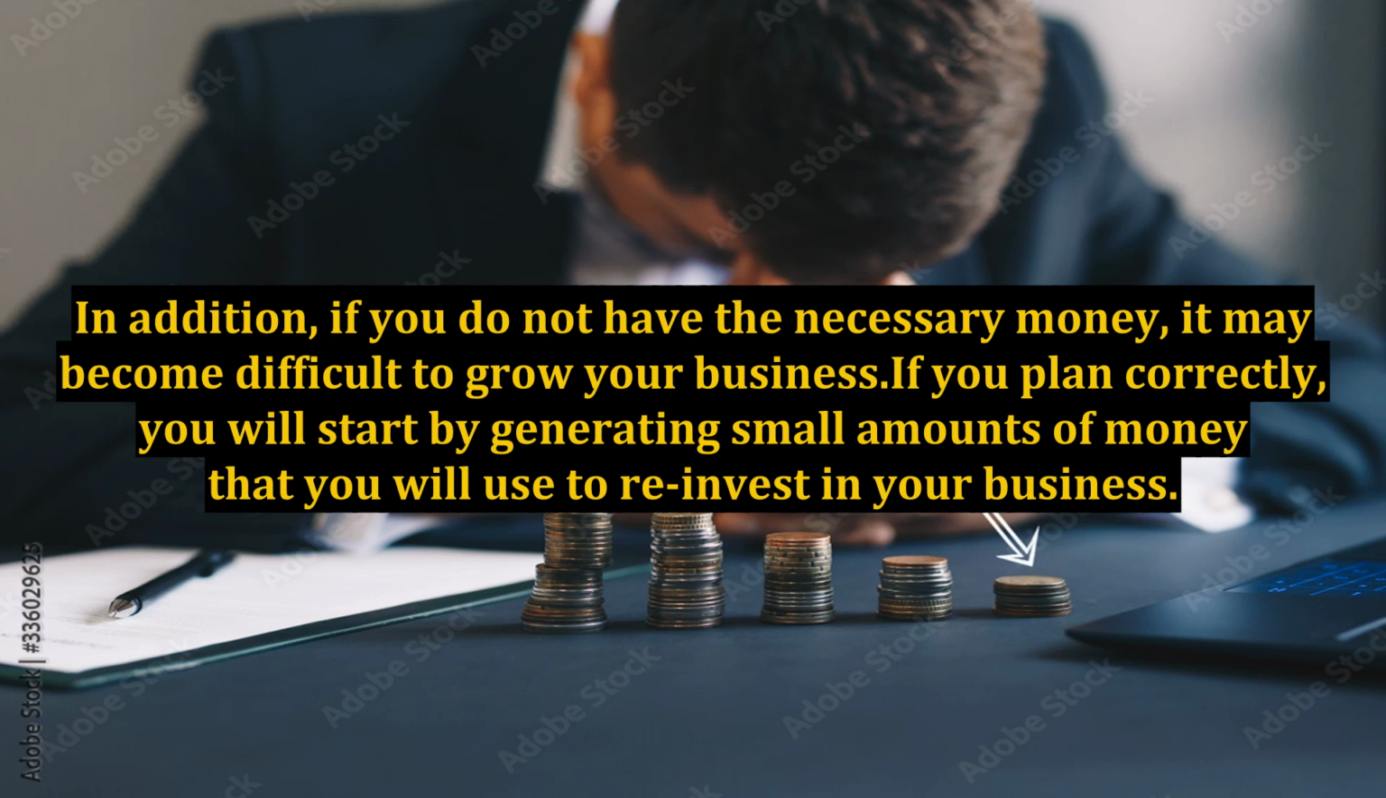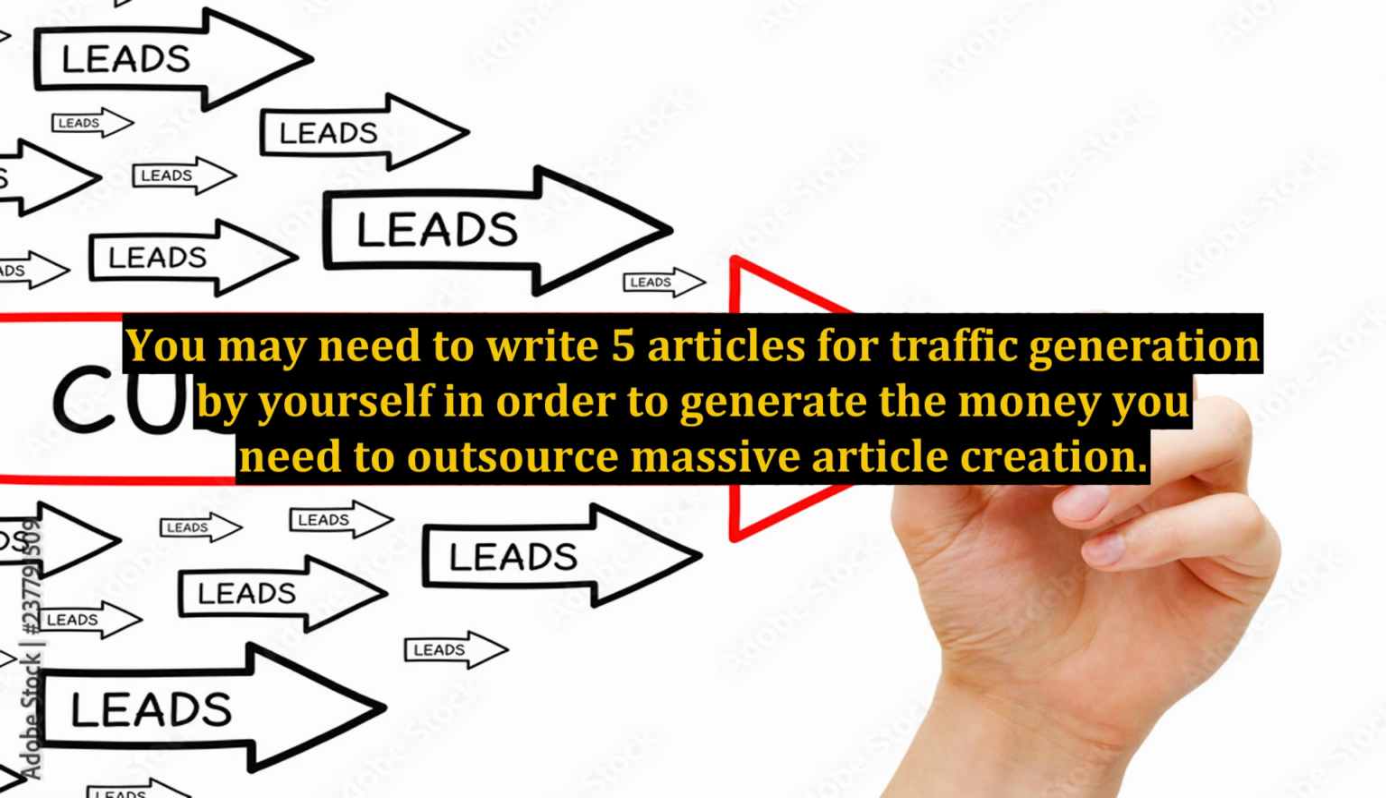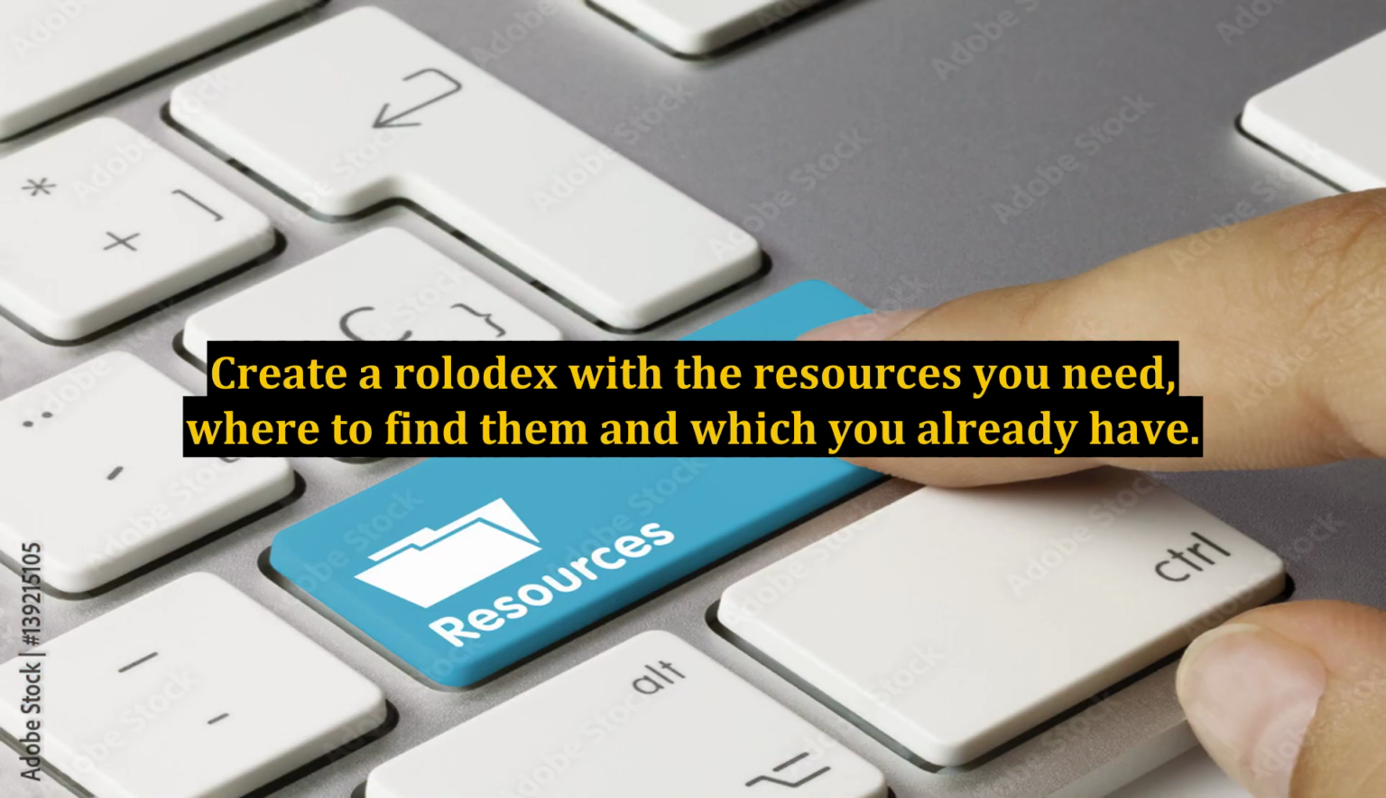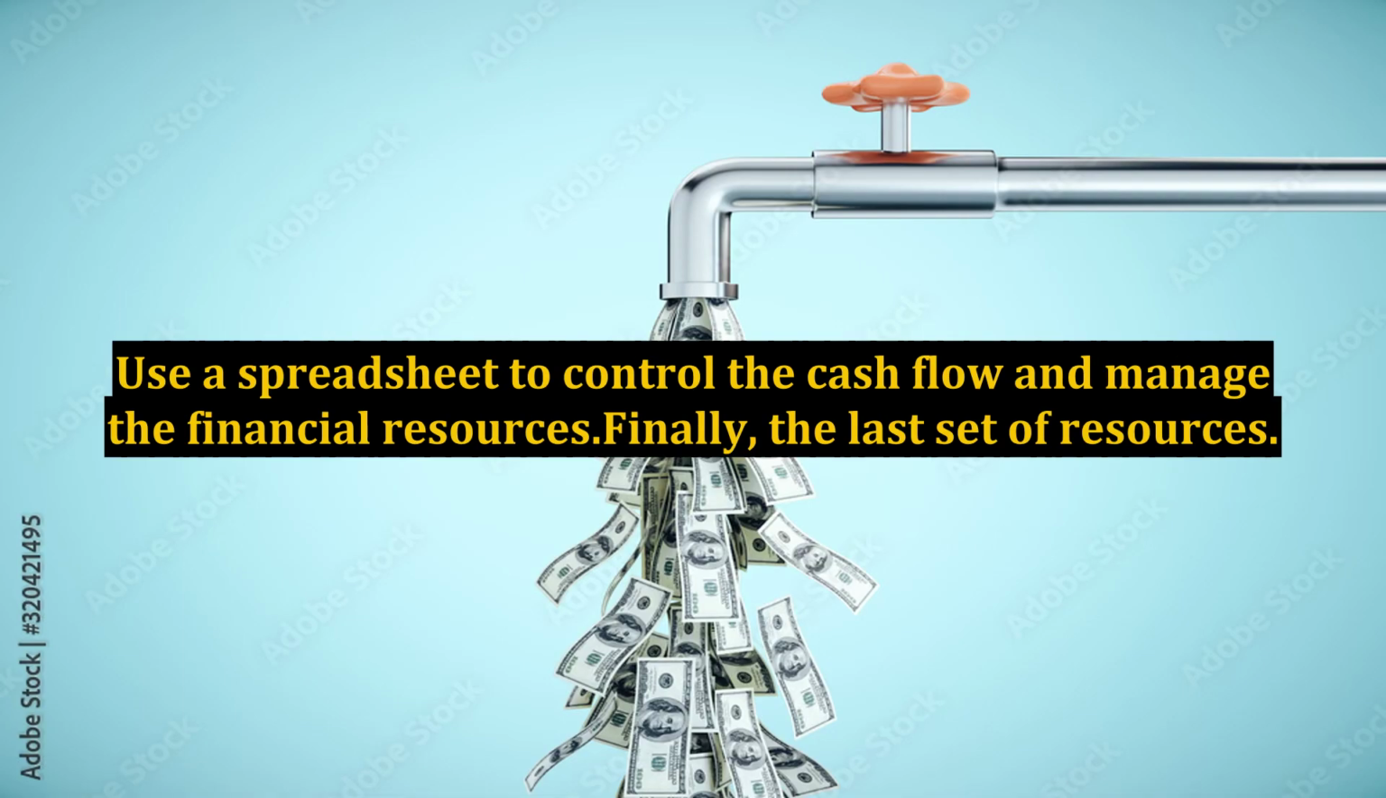If you plan correctly, you will start by generating small amounts of money that you will use to reinvest in your business. You may need to write 5 articles for traffic generation by yourself in order to generate the money you need to outsource massive article creation. The cash flow must permeate your business plan and you must control it effectively. The resources listed above will vary according to your specific plan. Create a Rolodex with the resources you need, where to find them and which you already have. Use a spreadsheet to control the cash flow and manage the financial resources.